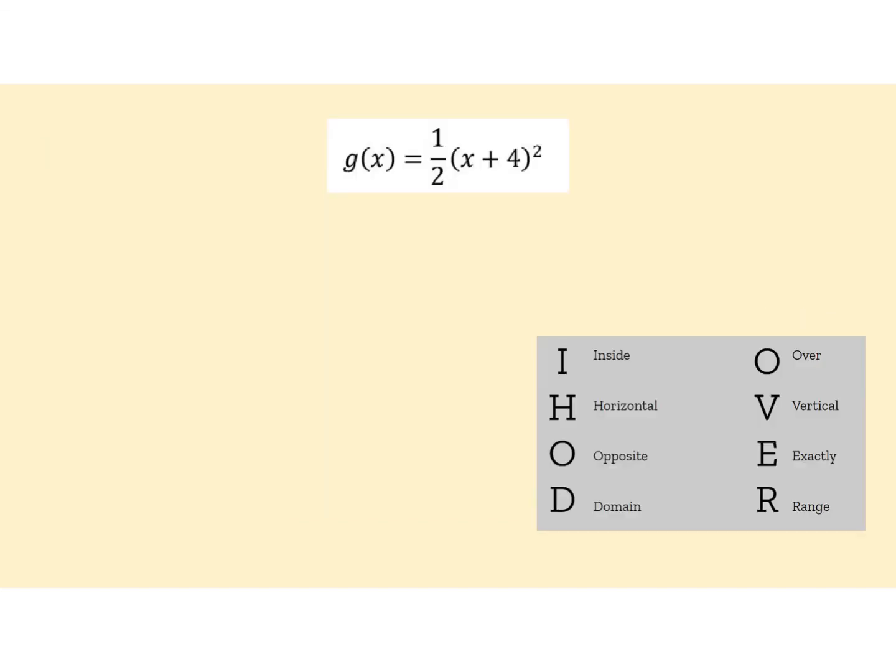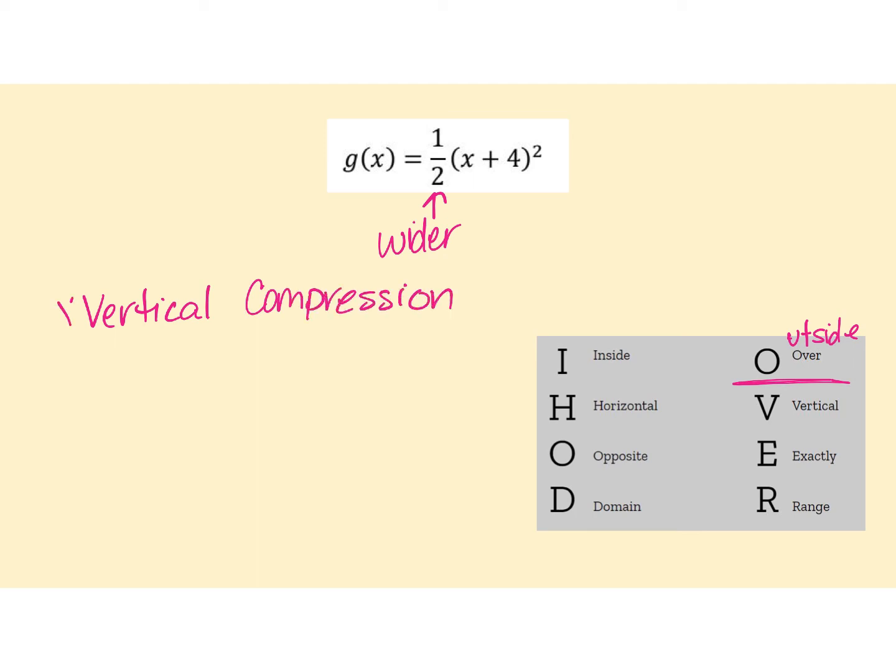All right, so here we're going to do this without the graph. So we have 1/2 outside of the parentheses. Oh, wait, I didn't even realize that says over. So that should be outside. Outside the parentheses means it's vertical, so we're talking up and down. It's a smaller value, so it's exactly what you think is going to happen. It's going to be wider. So in this case, this is going to be a vertical compression to make it a wider parabola.